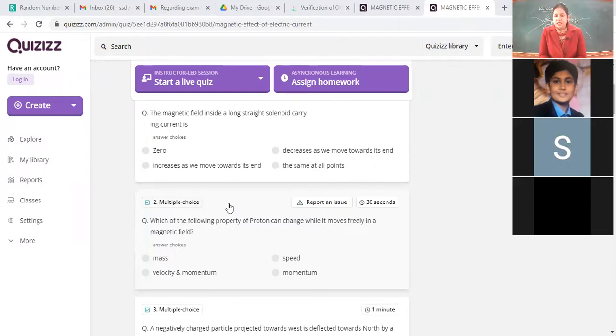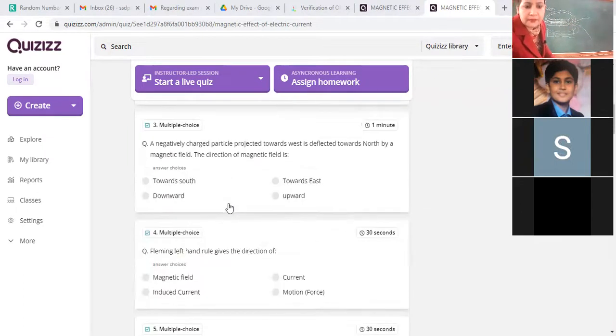It is a current, it is a charged particle. So when it moves in a magnetic field, it will experience some magnetic force. Because of that magnetic force, its velocity will change. And when the velocity changes, momentum also changes. It can't be constant because the velocity is changing. So the answer is velocity and momentum both. Next is question number 3.